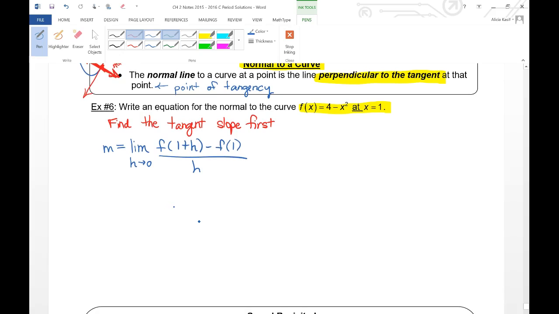What's that look like? It's, okay, so it's 4 minus 1 plus h squared, minus, what's f of 1? 3. Are we okay with that? Just plugging into the formula? Now remember, what's our goal? Our goal is to get that h on the bottom to cancel. So I want to just do the algebra here.